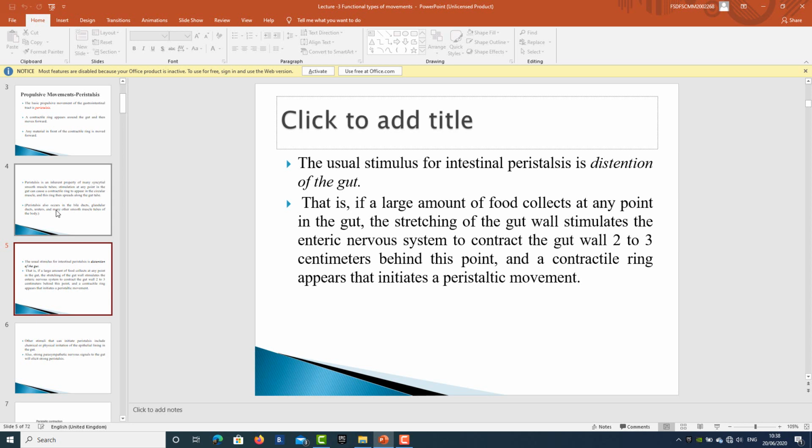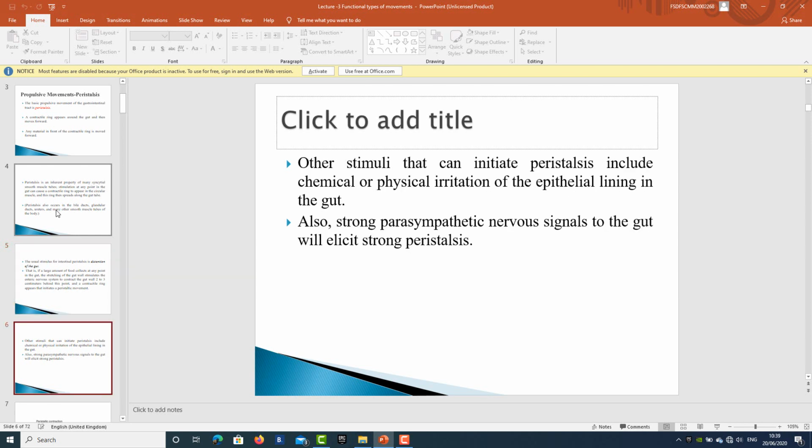Now the usual stimulus for intestinal peristalsis is distension of the gut. That is, if a large amount of food collects at any point in the gut, the stretching of the gut wall stimulates the enteric nervous system to contract the gut wall 2 to 3 centimeters behind this point. A contractile ring appears, which initiates a peristaltic movement. Other stimuli that can initiate peristalsis include chemical or physical irritation of the epithelial lining in the gut. Also, strong parasympathetic nervous signals to the gut will elicit strong peristalsis.